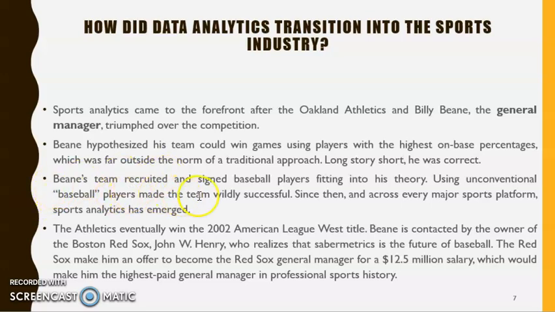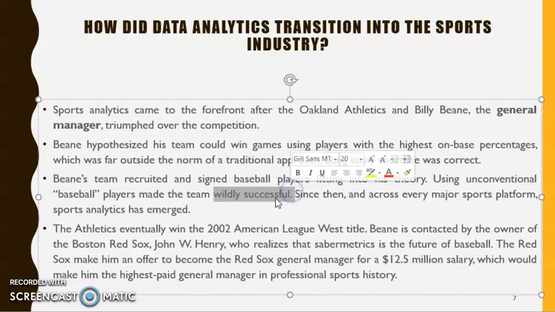Bean's team recruited and signed baseball players fitting into his theory. Using unconventional baseball players made the team widely successful. Since then, and across every major sports platform, sports analytics has emerged. Very simple story of sport analytics. And pay attention, widely successful. And they set some sort of record. And see what happened to this manager.